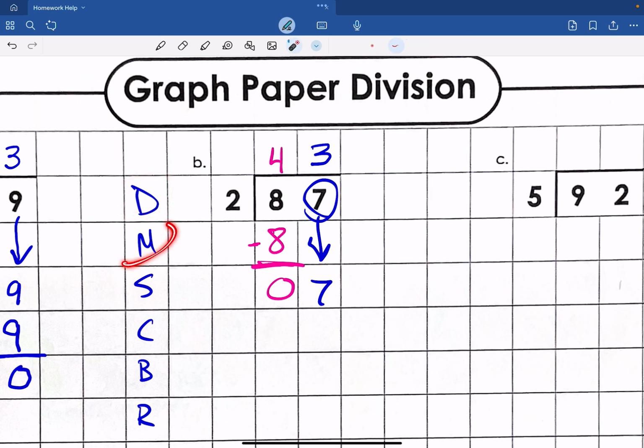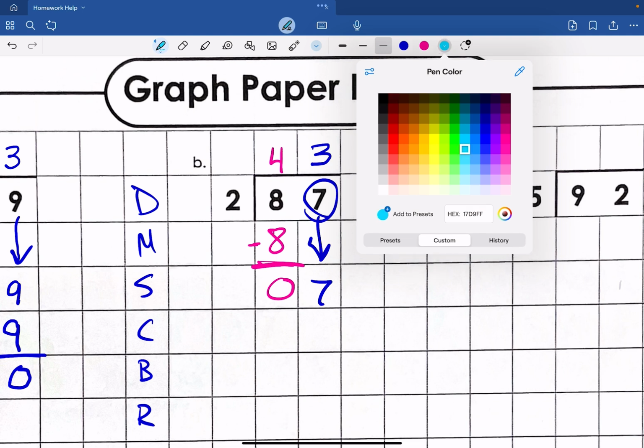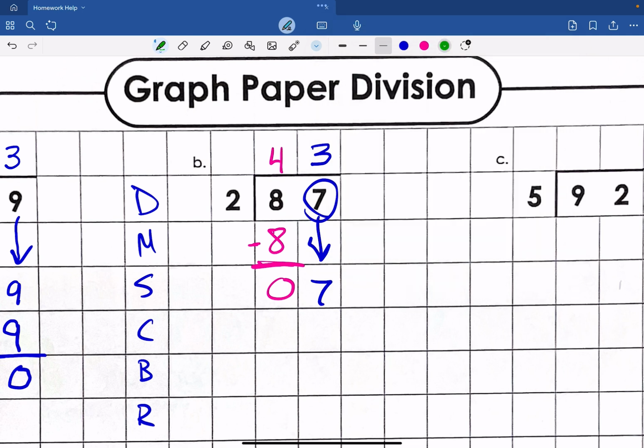So now we're going to multiply. 3 times 2 equals 6. So let's get a new color here. 3 times 2 equals 6. I put it underneath the 7 that I brought down. That was our multiply, so now we're ready to subtract. 7 minus 6, which equals 1.